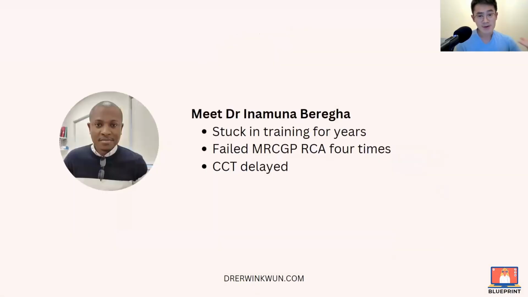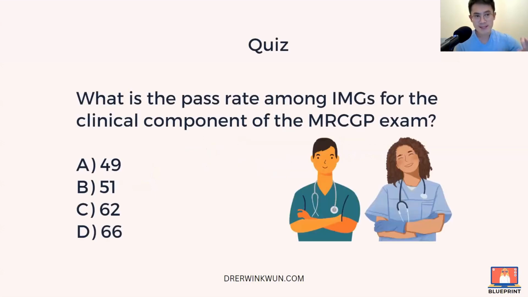Meet Dr. Inamuna Berega. He was stuck in training for years. He failed his RCA exam 4 times. Imagine failing the exam 4 times and having your CCT delayed over 2 years. This had many consequences, not only on his training, but on his personal life. He was not really in the mindset that would help him. And also, the odds of passing for him was not in his favor. As an IMG, the odds of passing was not great.